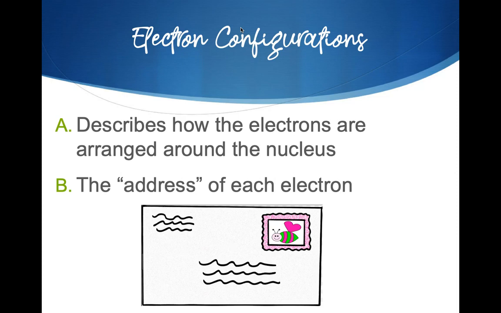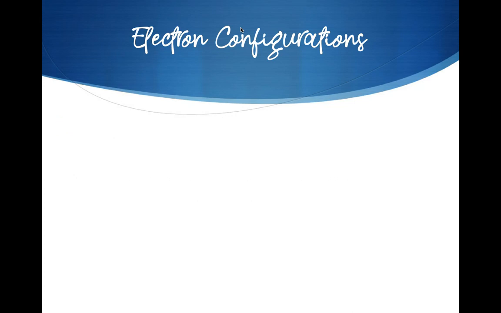What house number or apartment number do you live on in that street? So it's that specific. Instead of just saying electron cloud, we're going to be able to say what energy level, what sublevel, what orbital those electrons are in. So just getting really specific.